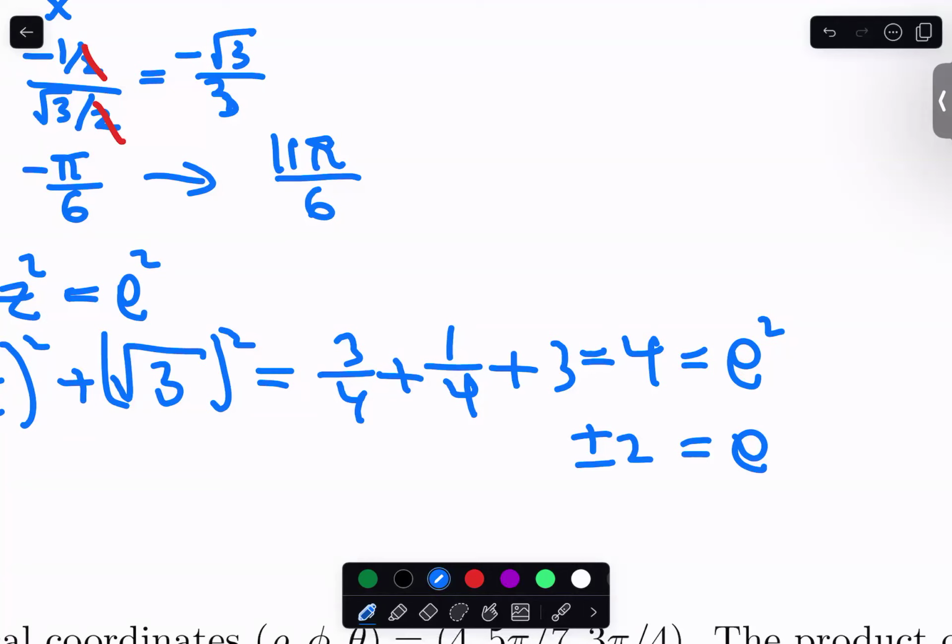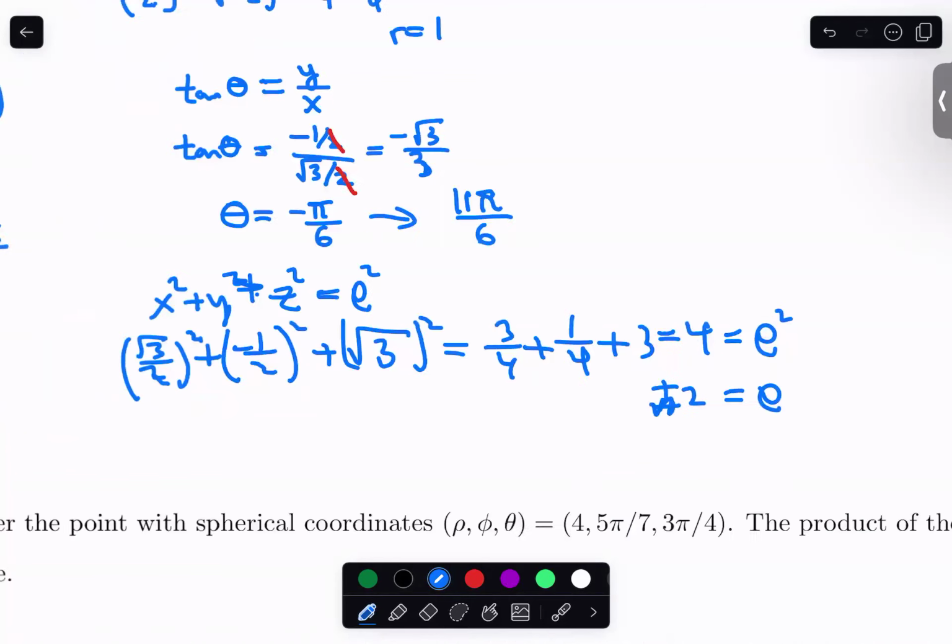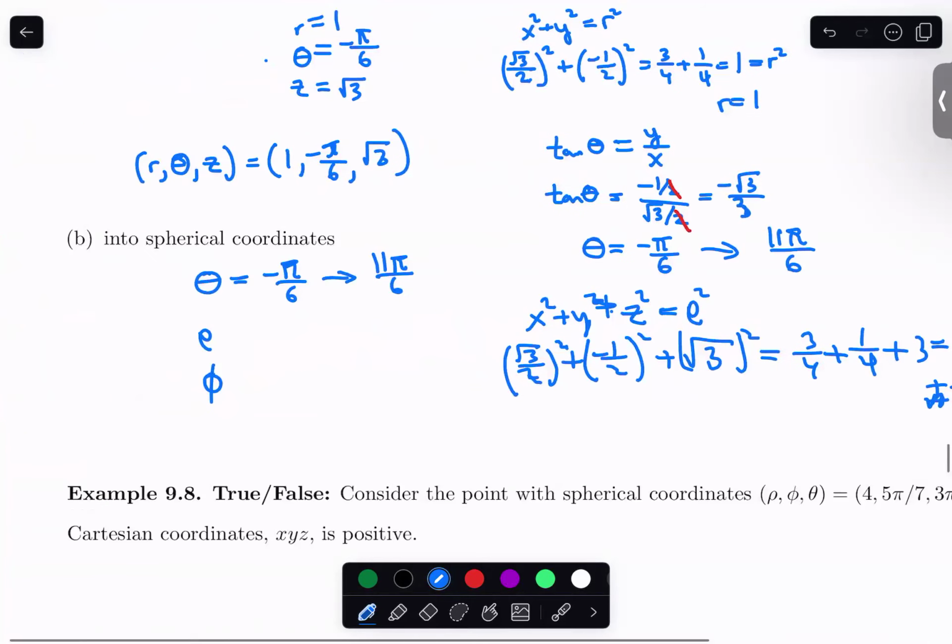But just like I mentioned for R, our 2D radius, this is supposed to be a 3D radius, and we're going to restrict down to only positive radiuses in our class, right? So that way we count all of our points once and only once. So in this case, we're going to have rho is equal to 2.